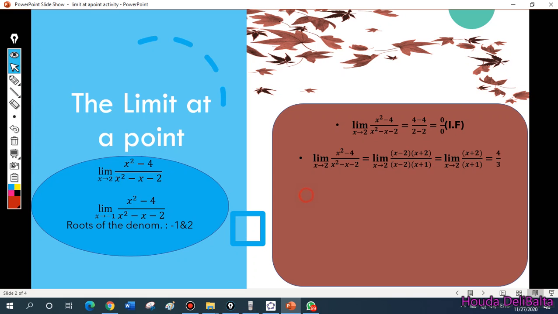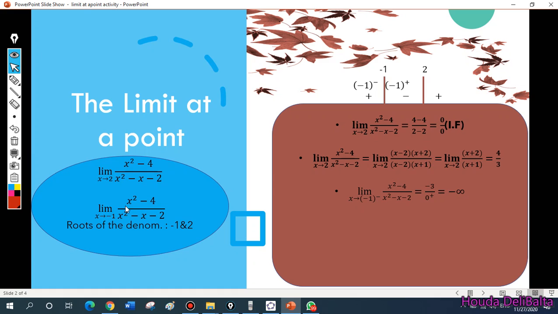Now, what about x going to minus 1? Here is the table that helps us to complete the question and to find the limit. Why do we use this table? Let's go ahead.